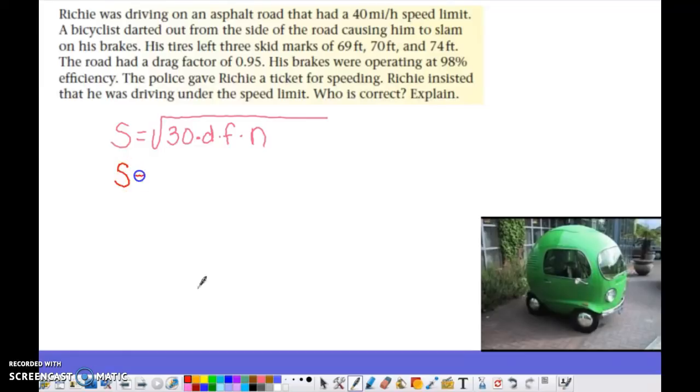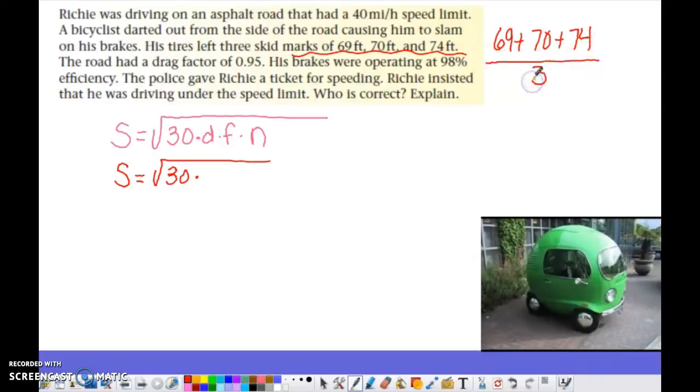So we say the speed is equal to the square root of 30 times d, which is my skid mark length. Here, though, we have 3 different skid marks that they have measured. Again, remember, if there's more than one and they are not the same, we have to find the average of them. So we have to add them all together and divide by how many there are, which is 3 here. When you find the average of those skid marks, you should have gotten 71. So I'm going to go ahead and enter that for D in my formula.